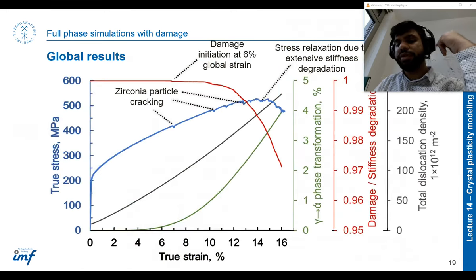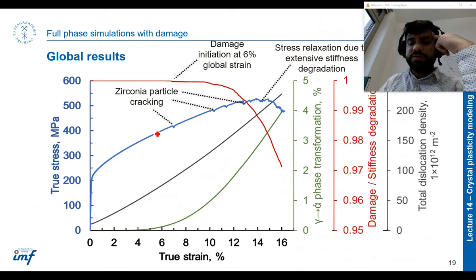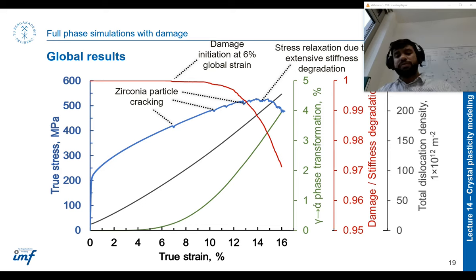So here are the global results of the study. By global results we mean that the results are averaged down for all the points and are shown here together in the form of a graph. And you can see here that the material initially starts from zero and goes in the elastic range first, and then at yield point it starts to deform plastically, and that is where we are interested in the material behavior.